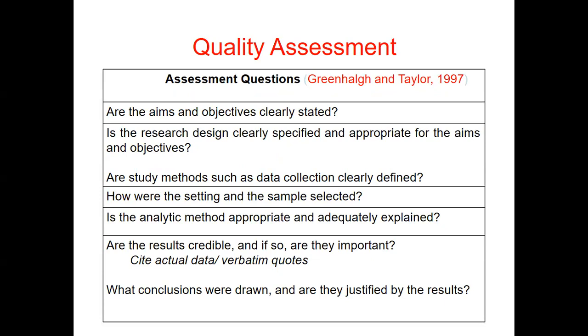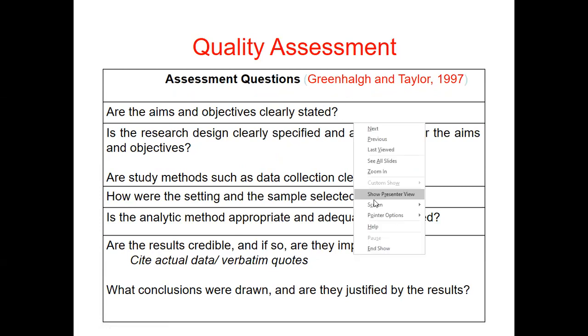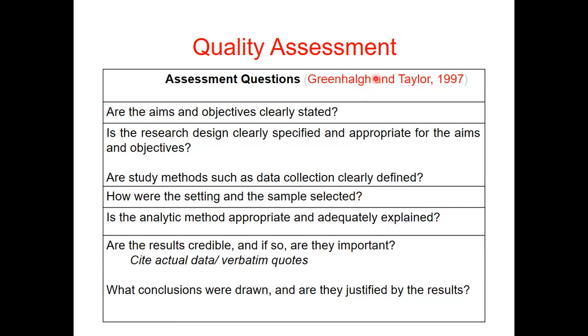when you are actually excluding and including articles for analysis. Are the aims and objectives clearly stated? Is the research design clearly specified? Was it appropriate for the study? What about the methods, etc.? So these are some of those quality assessment questions, which you can also find them from Greenhall and Taylor, 1997, which can assist you in the process, okay?